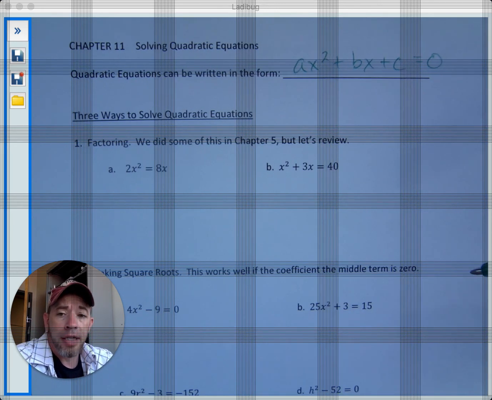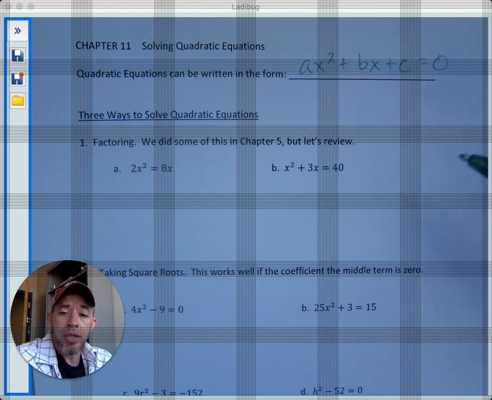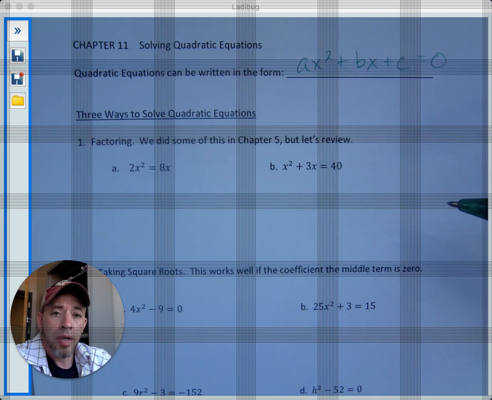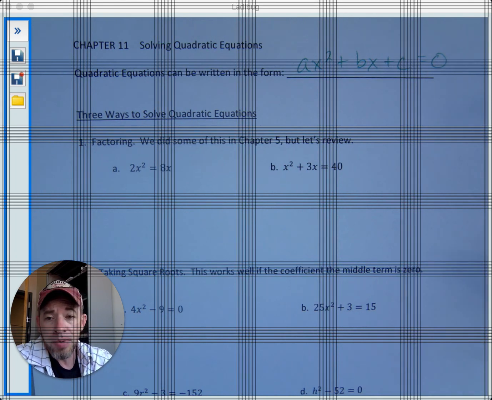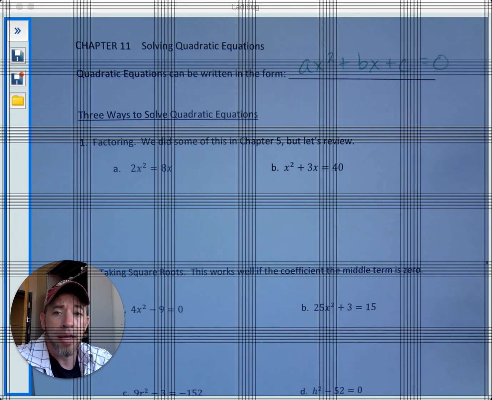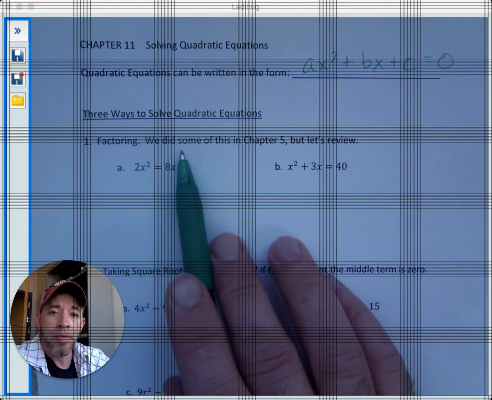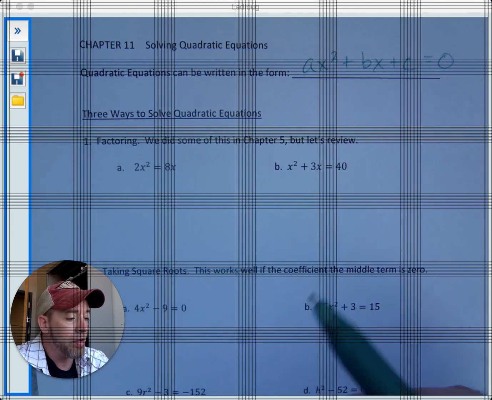Now, we're going to kind of go back in time. The first technique we usually learn for solving quadratic equations is factoring. In fact, we did that back in chapter 5. So let's review how to solve quadratic equations by factoring. Now, you can't solve all quadratic equations by factoring, but some of them you can. So if we are going to solve by factoring, hopefully you remember back in chapter 5, we want to get everything on one side set equal to 0.